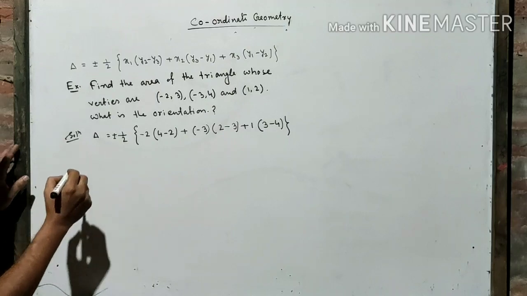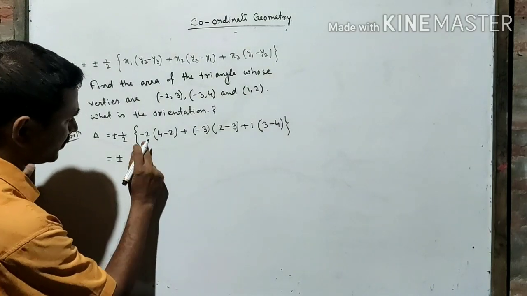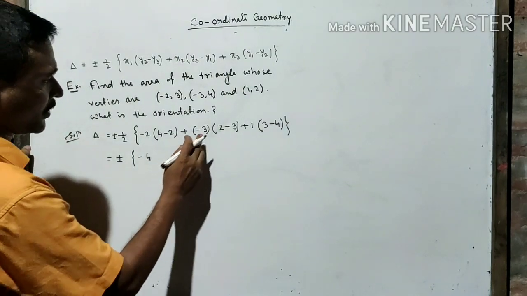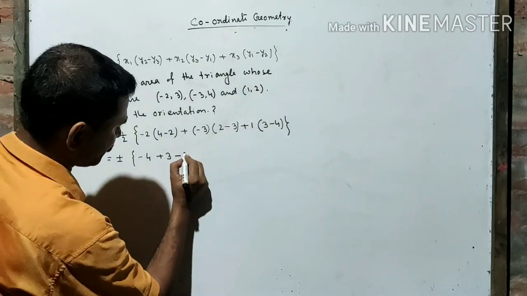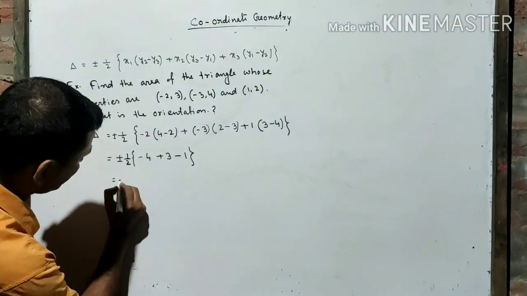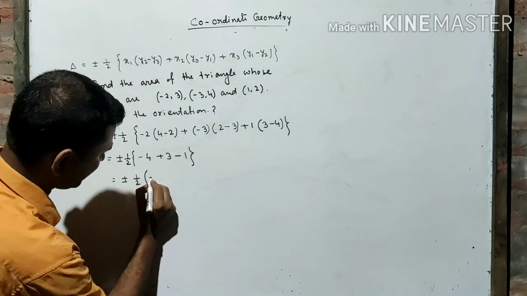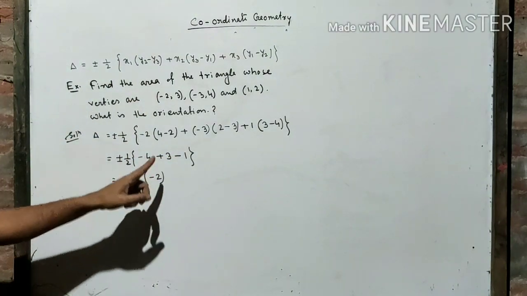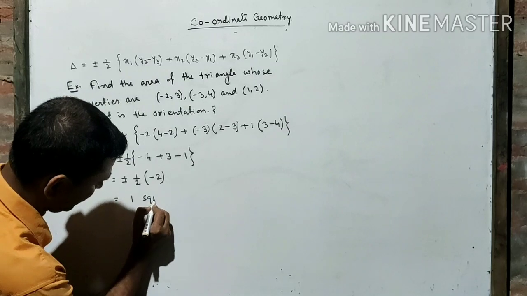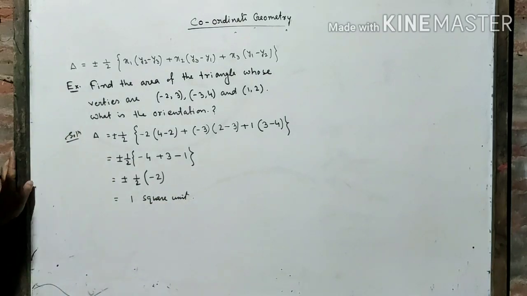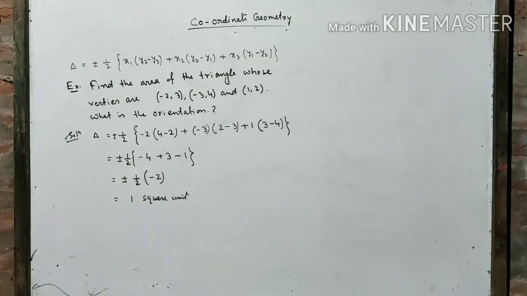Okay. You can use modulus also here, instead of plus minus. So minus 2 into 2 is minus 4. Minus 3 into minus 1 is plus 3. Then 3 minus 4 is minus 1. This is equal to plus minus half into (minus 5 plus 3), which is minus 2. You see, here the sign is minus, that means the orientation is negative. This is equal to 1 square unit. So the area is 1 square unit, but the orientation was found to be negative. This negative sign indicates that the orientation is clockwise.